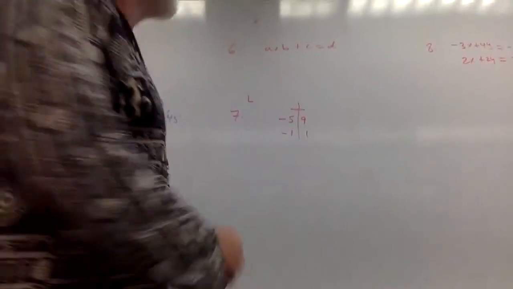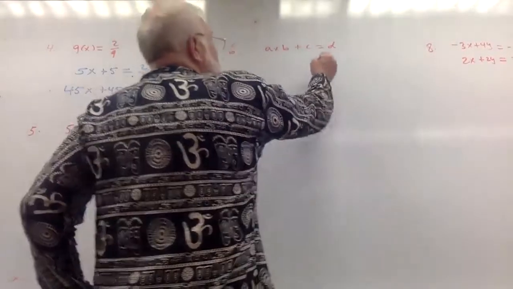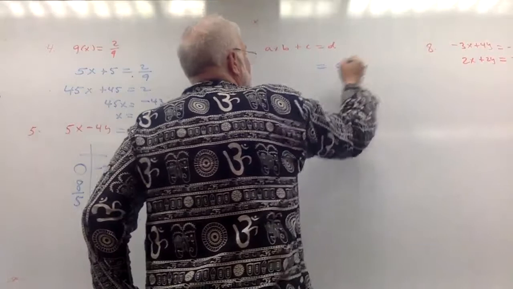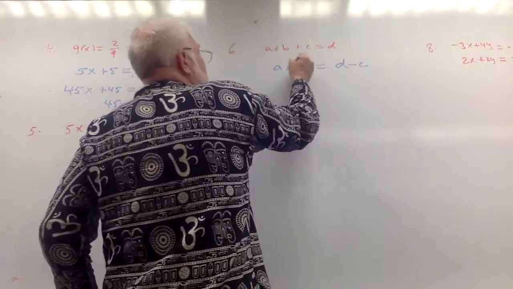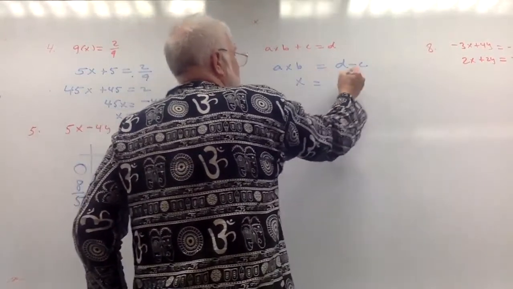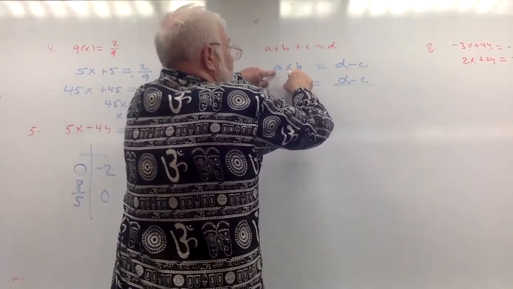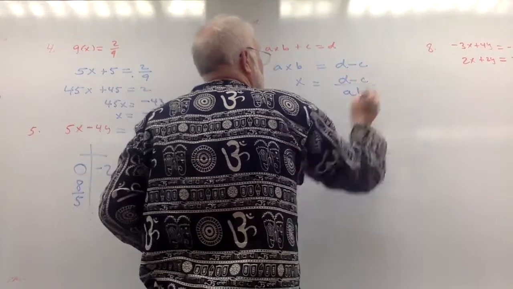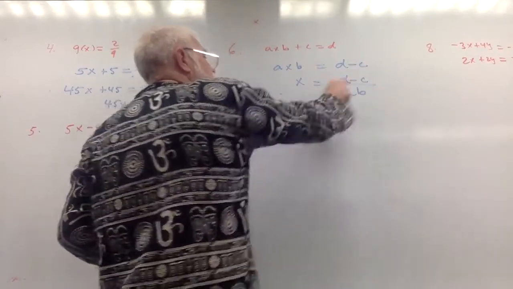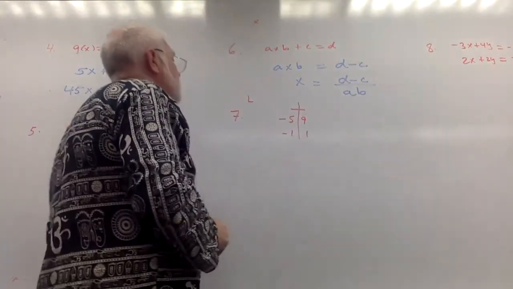Okay, I asked you to solve for x. So we're going to move the c first, d minus c, and then we got ab x. So x is equal to d minus c divided by, I'm multiplying by a and b, so I'll divide by a and b on that side. So d minus c over ab.